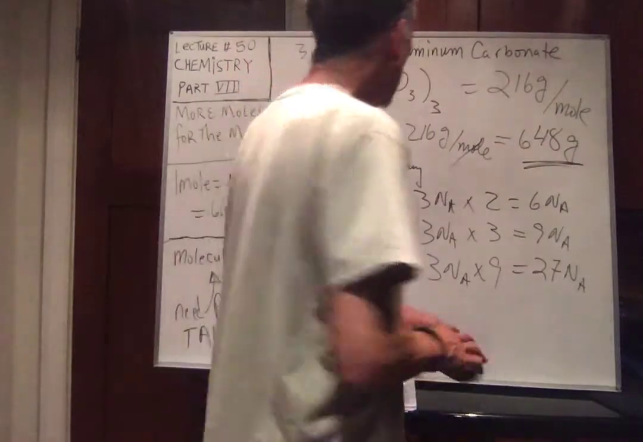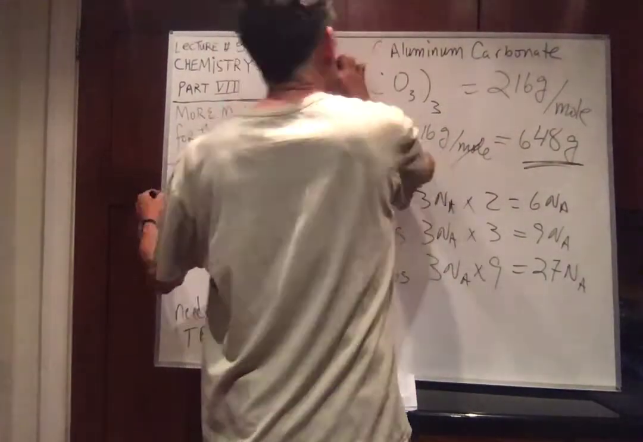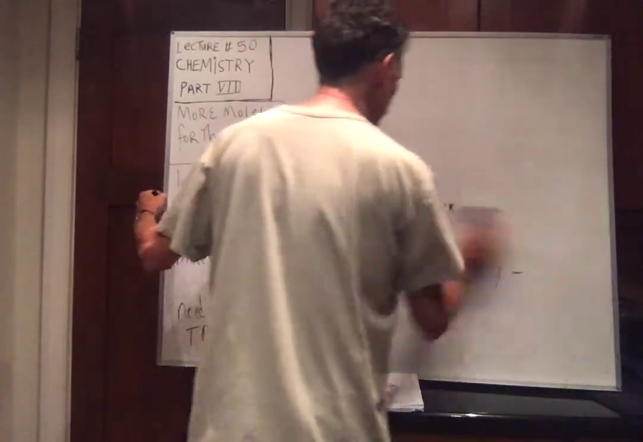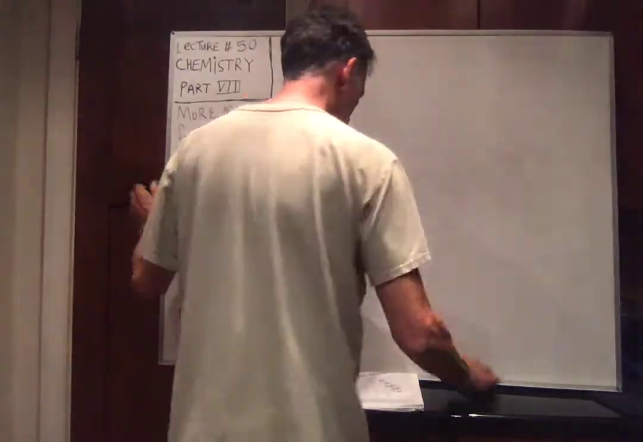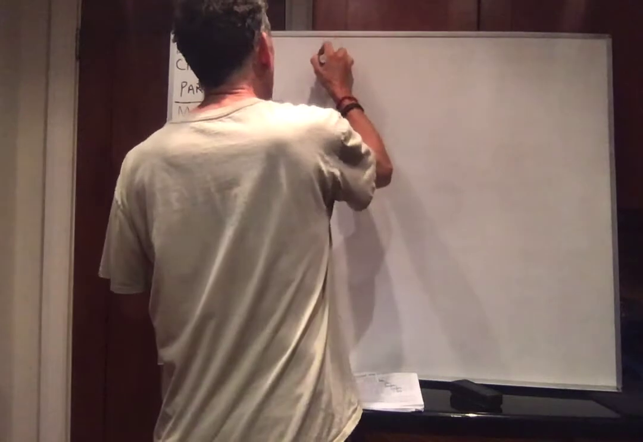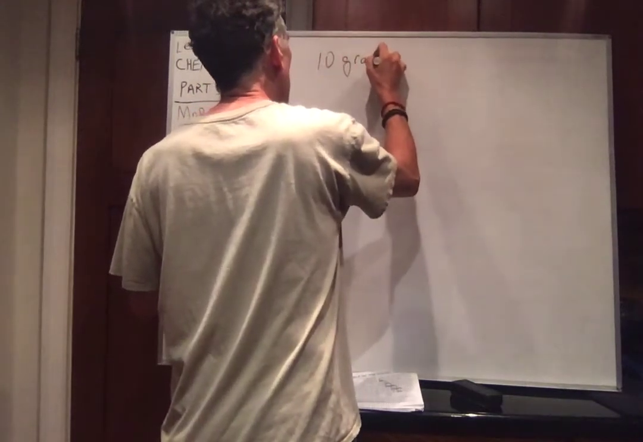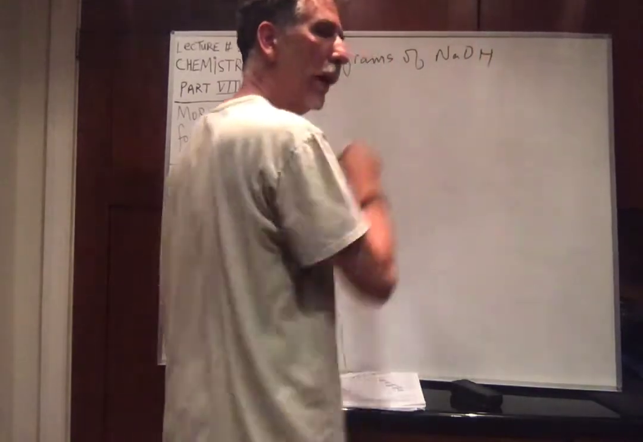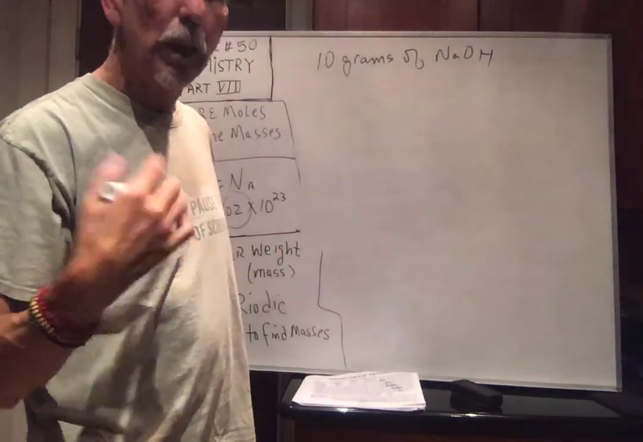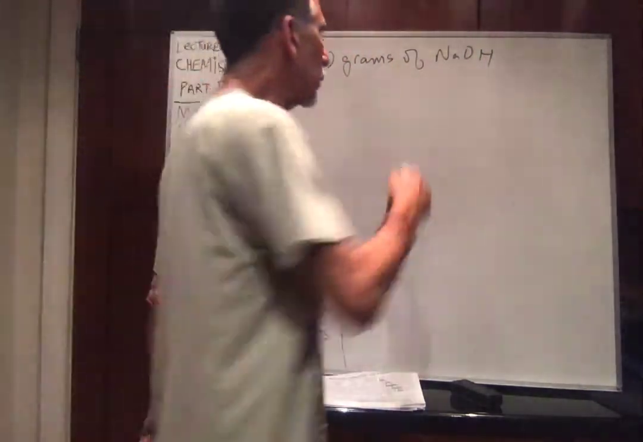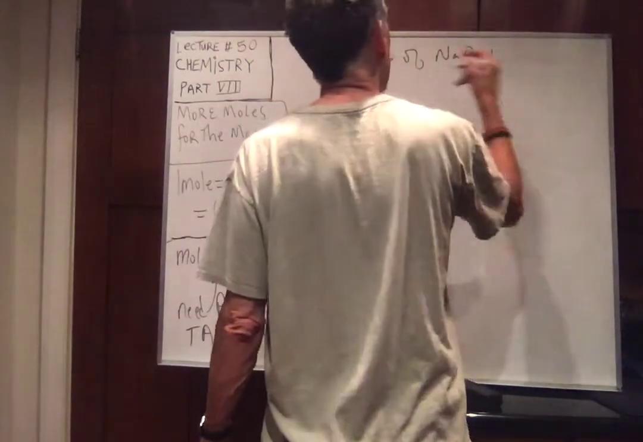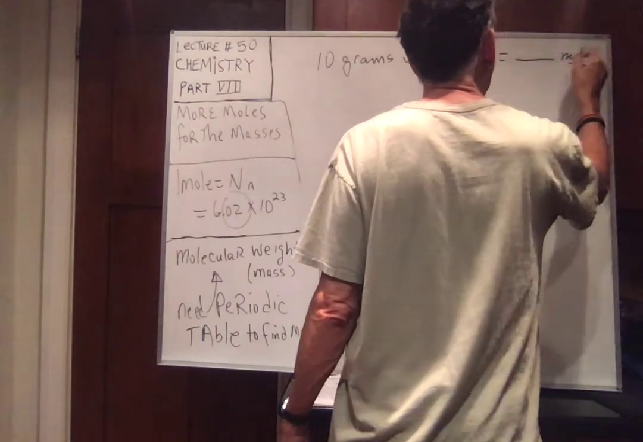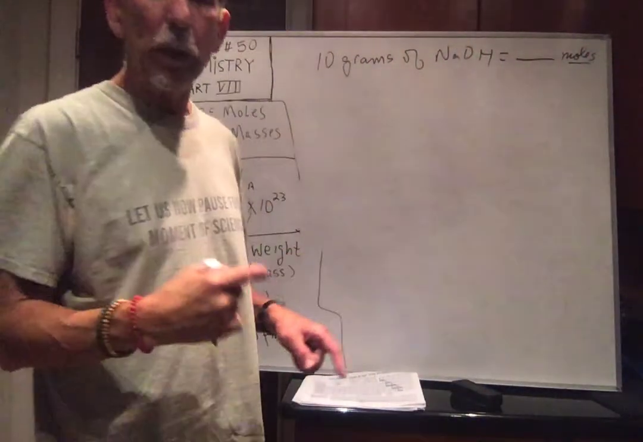Now, I want you to notice this. Suppose I say the opposite. Suppose I say 10 grams of NaOH, remember that? Sodium hydroxide. It's a drain cleaner, liquid plumber. It's a strong base, as we'll see. 10 grams of NaOH equals how many moles? You see, now we're going the other way. We're giving you the grams.